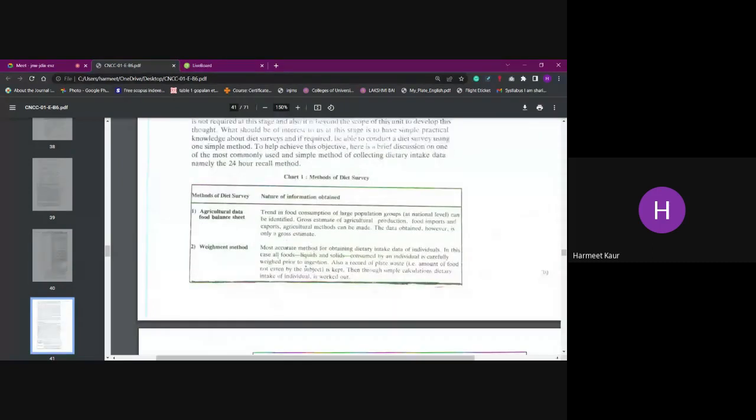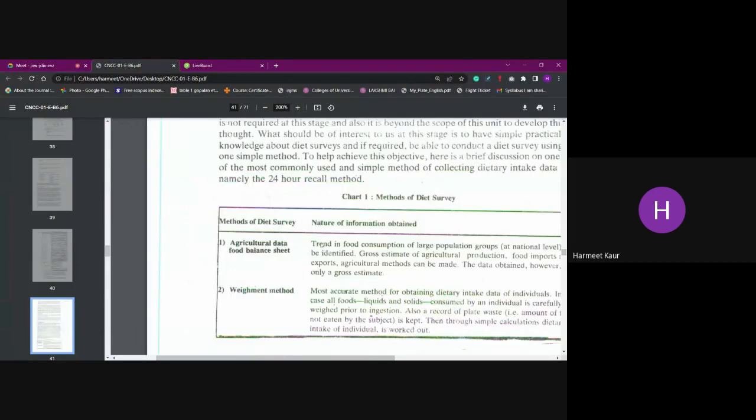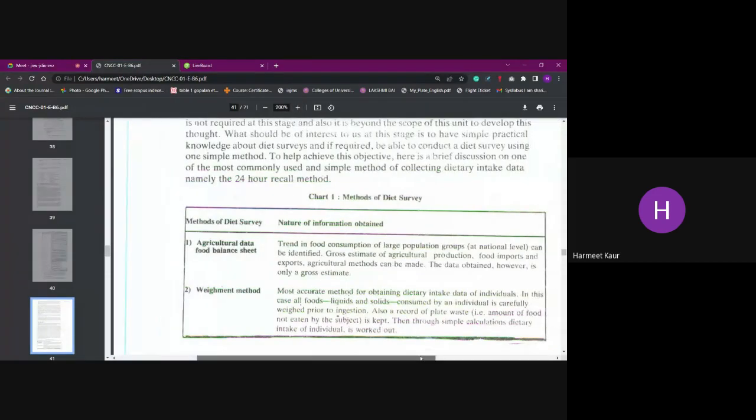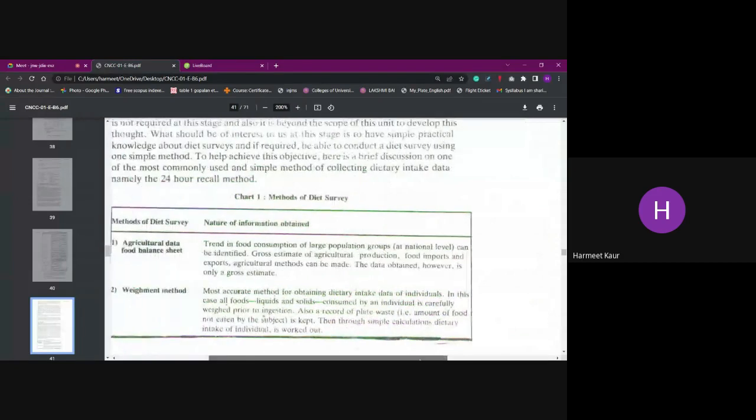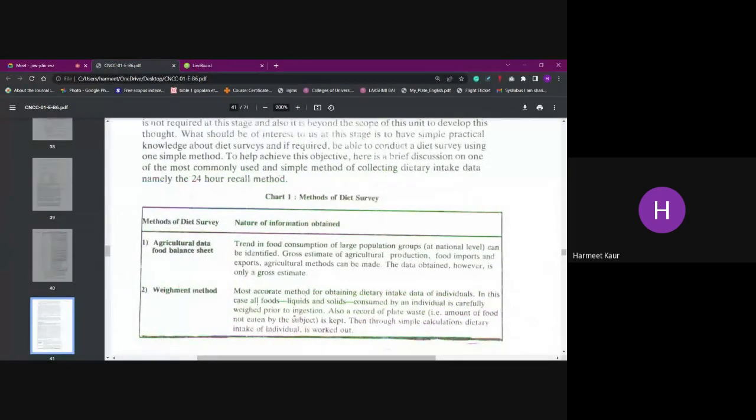So in this chart, they have given you different methods of dietary surveys, right? The first one is related to what? The agricultural data balance sheet, which is commonly known as FBS or food balance sheet. Basically, this particular dietary assessment is done at a national level. Every nation, every country will have its own food balance sheet. So what is this food balance sheet? This is at the country level. Maybe this is Africa, India, America, whatever, right?